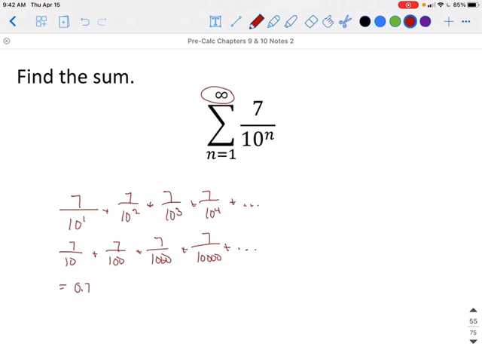If we write these as decimals, that's going to give me 0.7 plus 0.07 plus 0.007. So if we add those all together, it'll just be 0.777 going on forever, or just be 0.7 repeating, which you can also write as 7 over 9.